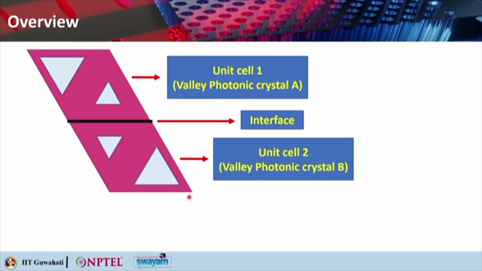Okay, this particular unit cell can be named as unit cell 2, that is valley photonic crystal B. Okay, so why we need to do this? When you have these two types of unit cells making a boundary, you are getting an interface, and this is where the topological edge states can propagate through.